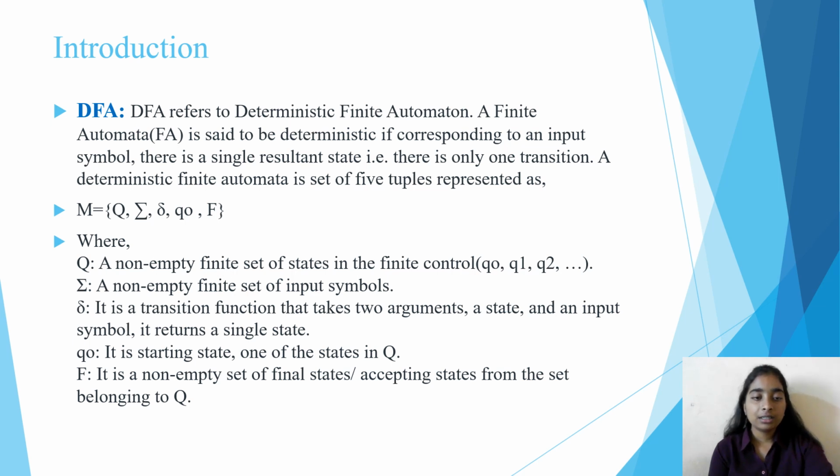δ is a transition function that takes two arguments, a state and an input symbol. It returns a single state. q0 represents the starting state, one of the states in Q. F represents a non-empty set of final states, or accepting states, from the set belonging to Q.